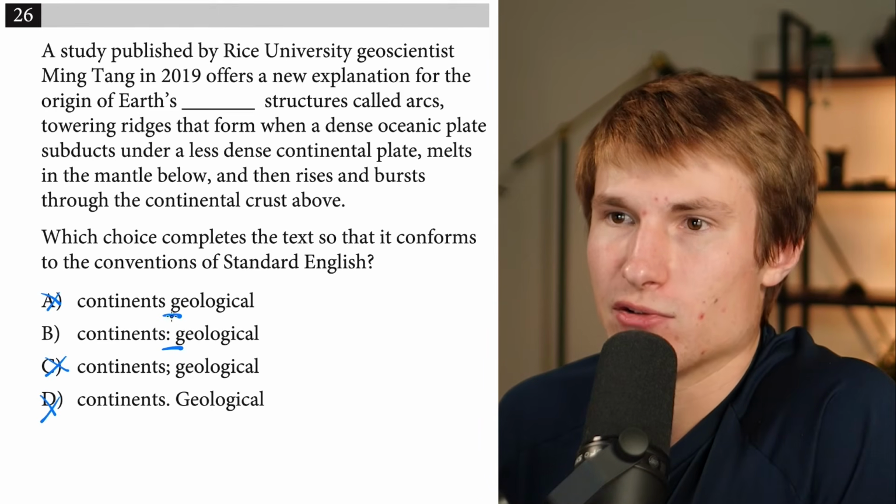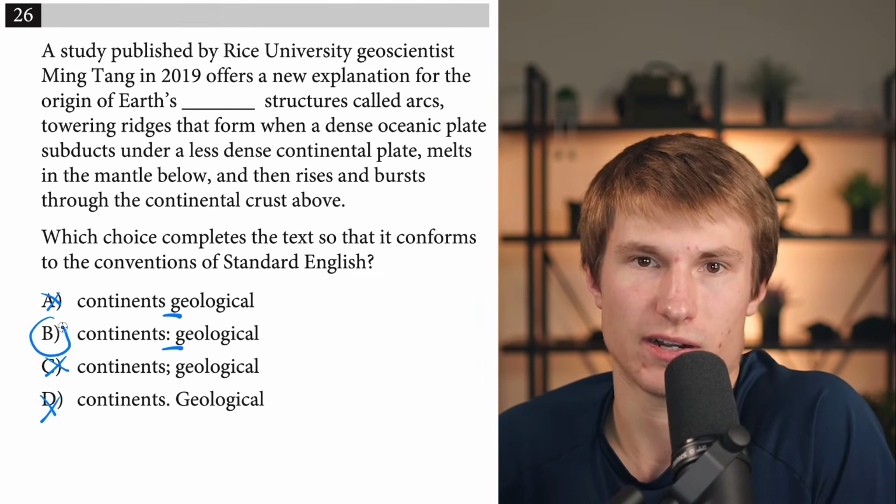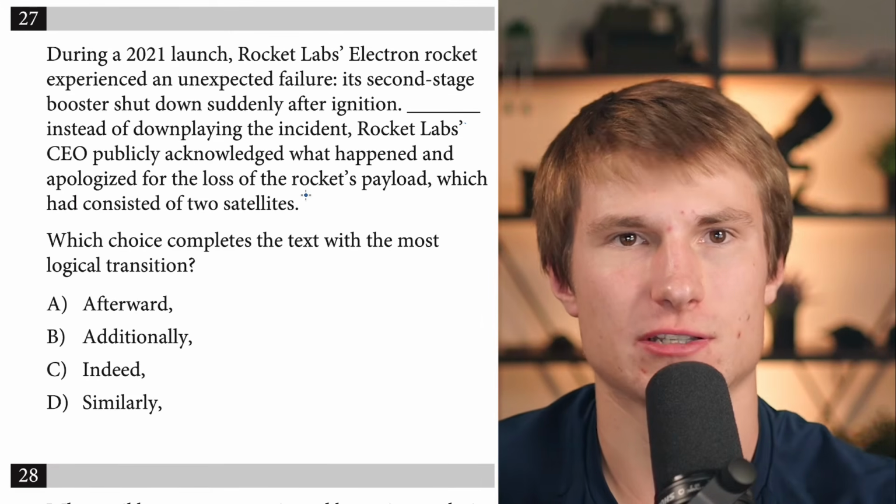Now, keep in mind, you cannot use A because you have to connect this supplementary phrase to the independent clause somehow, and you can't do that without a colon. So our answer there has to be B. Question 27. During a 2021 launch, Rocket Lab's Electron rocket experienced an unexpected failure.